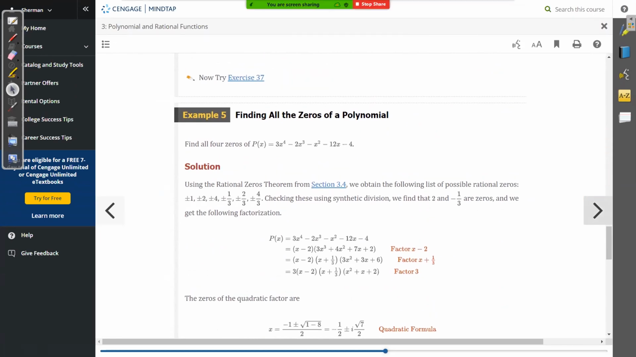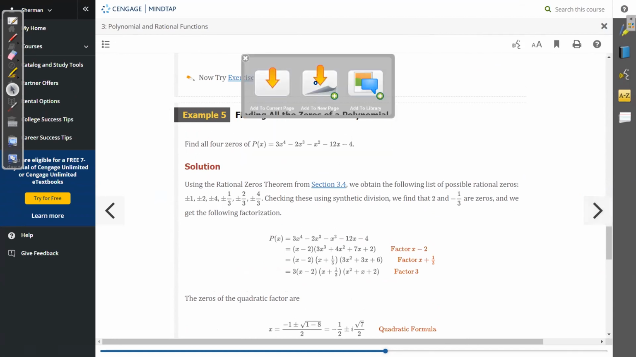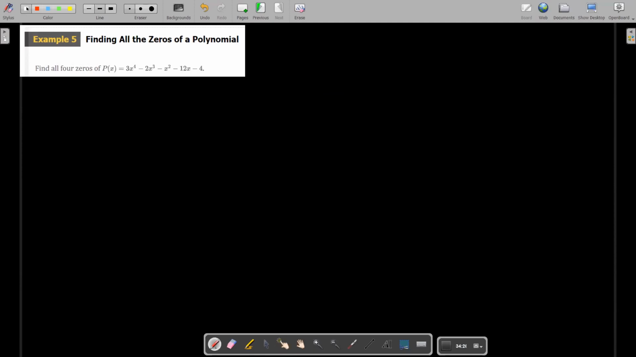Okay, this one looks juicy. All right, so find all 4 zeros. There's more than 4 terms. I'm not even doing that. I can't factor anything out, so I'm going to have to do the rational zero theorem.